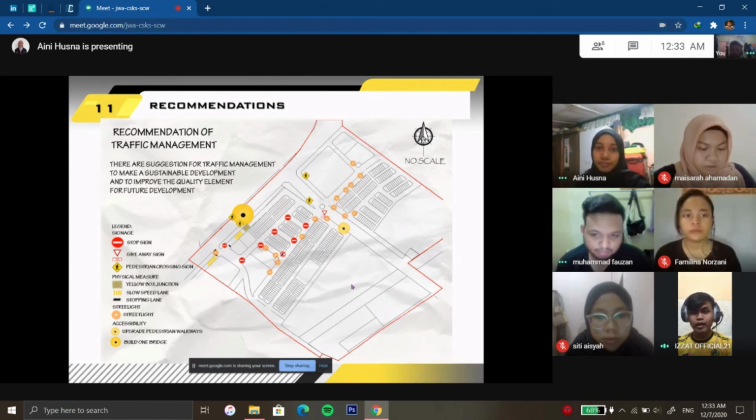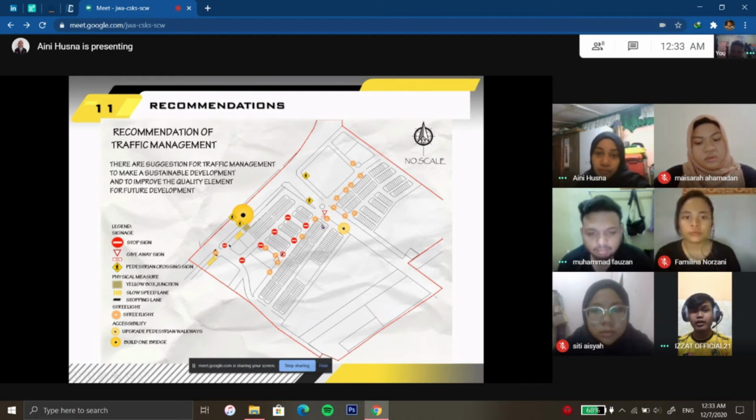For traffic management, there are suggestions to make a sustainable development and to improve the quality of elements for future development. Okay, so I focus on the signage. The recommendation is to enhance the replacement of stop and give way signage at the commercial area extension at Bandar University. Pedestrian signage must also be added to give information to transport users to always be aware and careful when approaching the pedestrian crossing area.